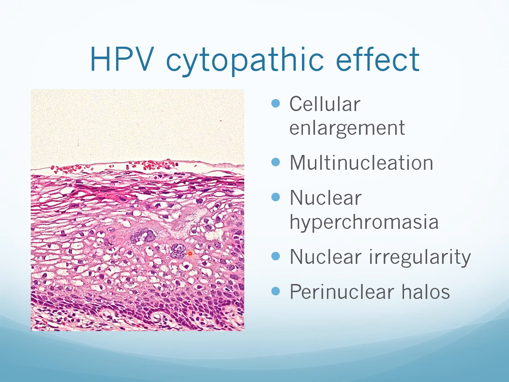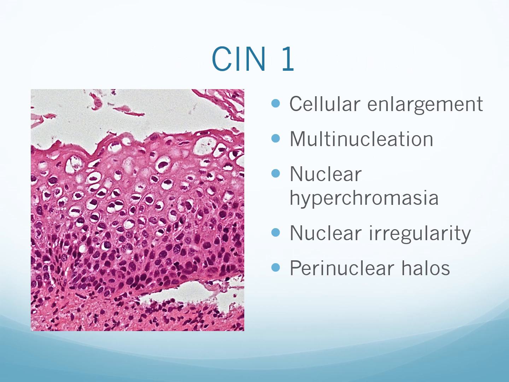Some of the cells, such as these ones here, have clear halos around them. This is what characterizes a koilocyte and is the pathognomonic change of HPV infection. After HPV infection, we can get some atypia in the epithelium without it being integrated into the nucleus. This is what causes CIN1.